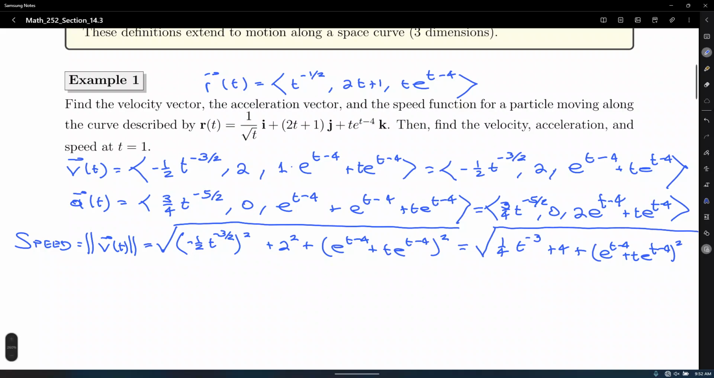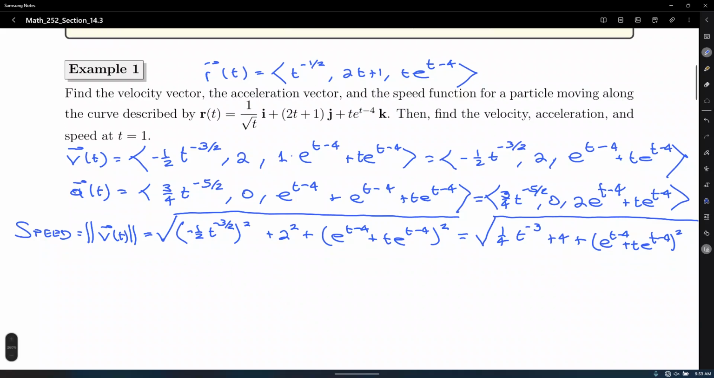So this is good enough for the speed function, because you could write the t to the negative 3 in the denominator with positive exponent, and then maybe use the least common denominator to combine it into a single fraction, but that's not going to simplify that much. So this is good. Okay, so we got the three functions: velocity, acceleration, and speed.